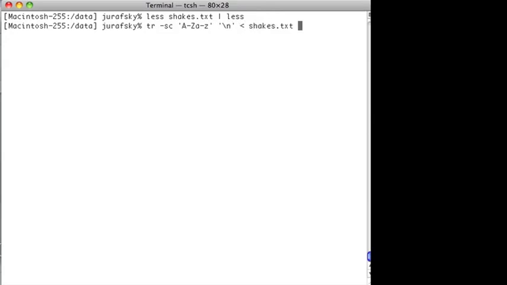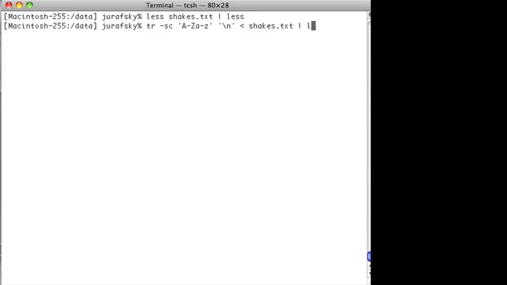The tr program takes a character and maps every instance of that character into another character. We specified tr -c, which means complement. So it means take every character that's not one of these characters and turn it into this character. In this case, take every non-alphabetic character and turn it into a carriage return. So we're going to replace all the periods and commas and spaces in Shakespeare with new lines, creating one word per line in this way.